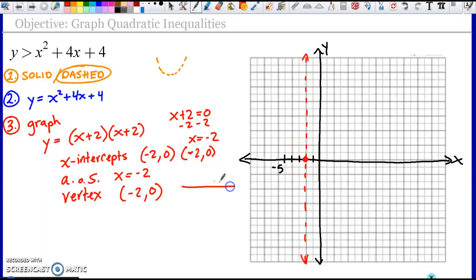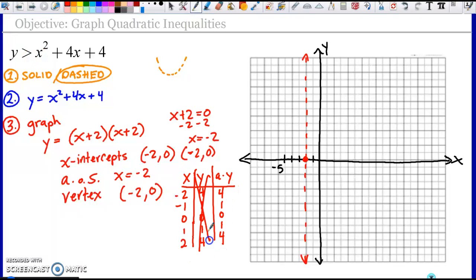And now I make my small table. It's going to be x: negative 2, negative 1, 0, 1, and 2. I'm going to square those values because my parent function is the parabola y equals x squared. Then I have to multiply by the a value, and the a value in this case is just 1. So 4, 1, 0, 1, 4. All right, I'll graph it, but again, it needs to be dashed. You need to be very careful. It is dashed, okay? So I'm going to graph those.